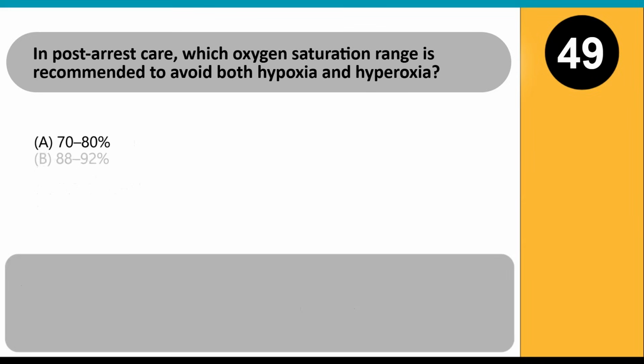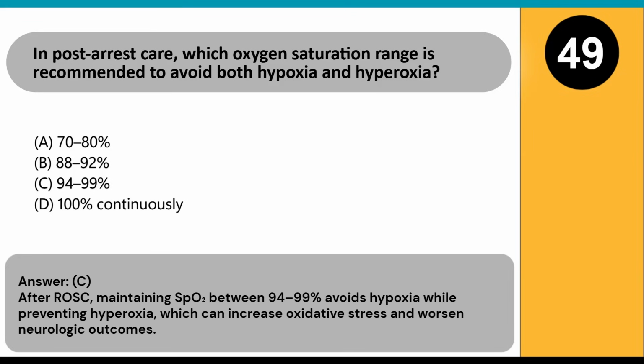In post-arrest care, which oxygen saturation range is recommended to avoid both hypoxia and hyperoxia? A. 70 to 80%. B. 88 to 92%. C. 94 to 99%. D. 100% continuously. Answer: C. After ROSC, maintaining SpO2 between 94 to 99% avoids hypoxia while preventing hyperoxia, which can increase oxidative stress and worsen neurologic outcomes.